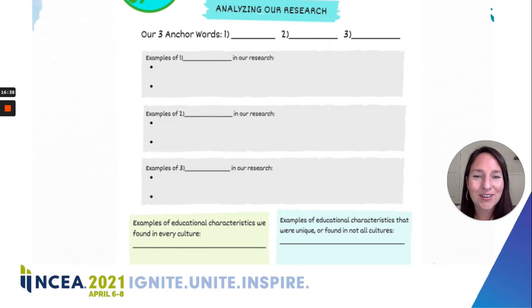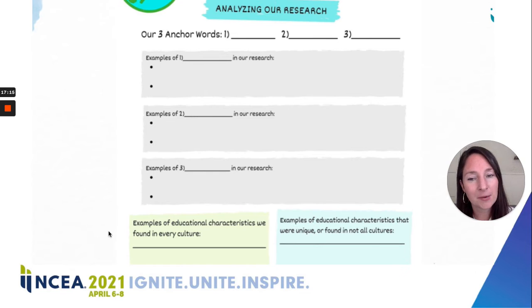Again, those 3 anchor words that we're coming back to, and then we're looking for examples of those in our research. So say learning was one of the words. Maybe an example of that was in a video that you watched about schools in England. You saw that the students were raising their hands a ton. And so students can say an example was they saw students raising their hands. So really just looking through the resources, and as a teacher, guiding those resources to make sure that you can answer these questions.